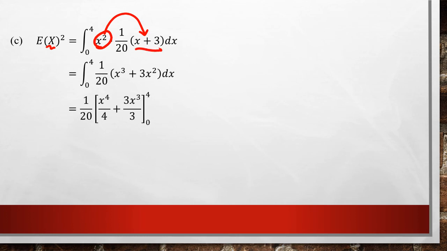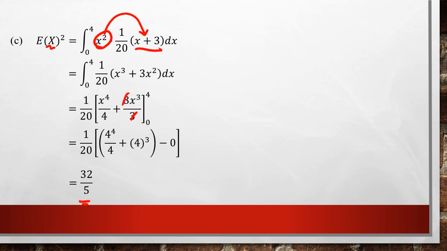Then integrate it, we get x to the power 4 over 4 plus 3x cubed over 3, which is equal to x cubed only. From 0 to 4, we need to substitute the value. So we get 4 to the power 4 over 4 plus 4 cubed, and then minus 0. So the expected value of x squared, the final answer, use your calculator, we get 32 over 5. So we are done with question C.